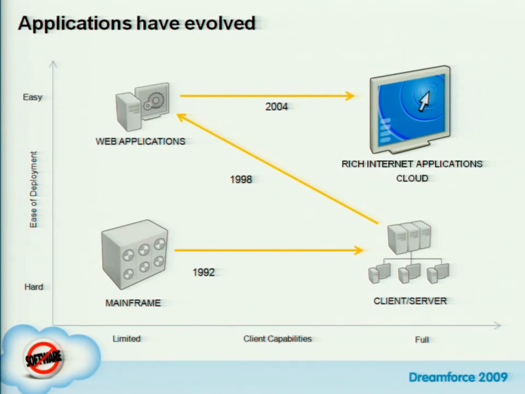So the next major transition in software is to rich internet applications and cloud computing, where we want to be high on both scales. We want the full client capabilities that we have with client-server. We also want the ease of deployment that we have with web applications. So this is really where software is heading. This is why the partnership between Adobe and Salesforce is great, because we get high on both of those axes. We get the full client capabilities with Flex and Flash, and we get the ease of deployment with the cloud.